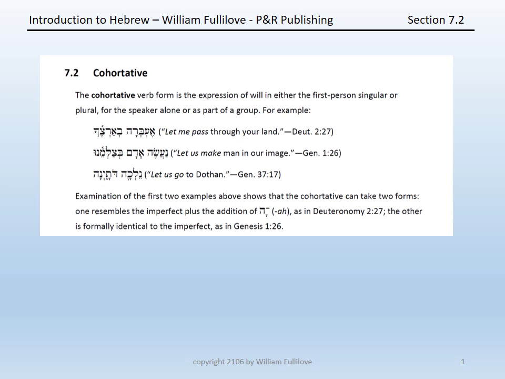Beginning first with the cohortative. A cohortative verb is the expression of will or wish in either the first person singular, I, or as part of a group, the first person plural, we. Consider the following examples. Evra be'artseka. From Deuteronomy 2:27, this is: let me pass through your land.